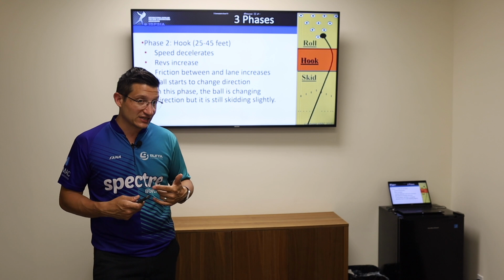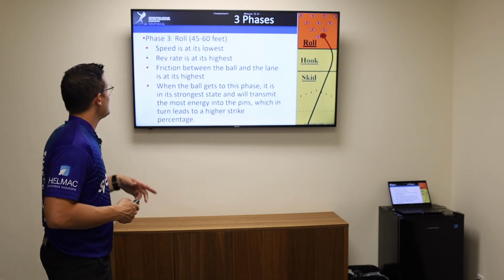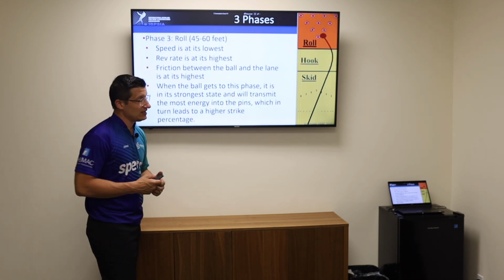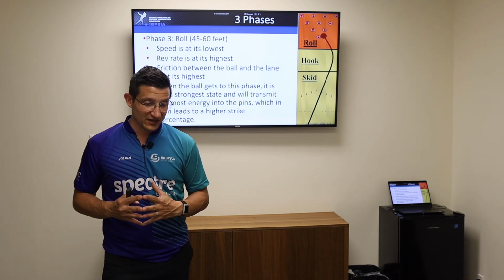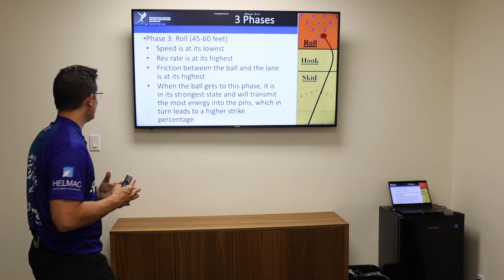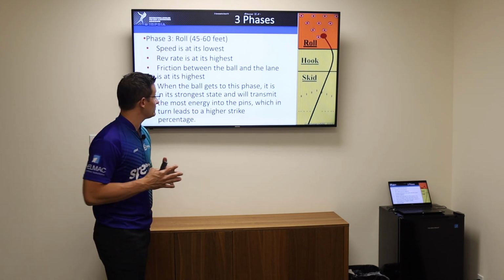And that's what makes it look like it's going faster, okay? And here in the roll phase, this is really the key factor to getting good strikes, understanding the roll phase, okay? So this is where speed is at its lowest and the rev rate at its highest.